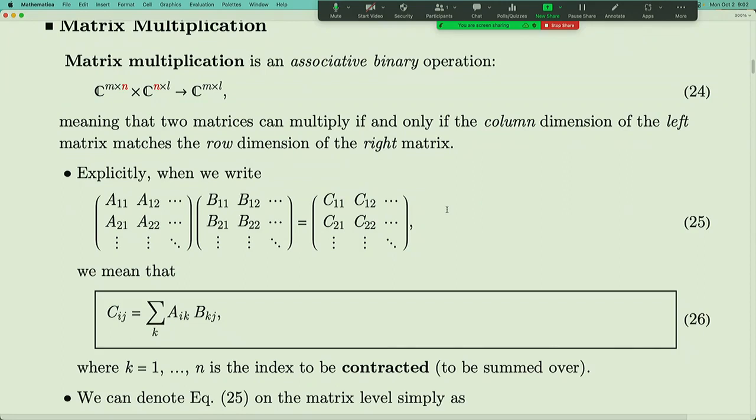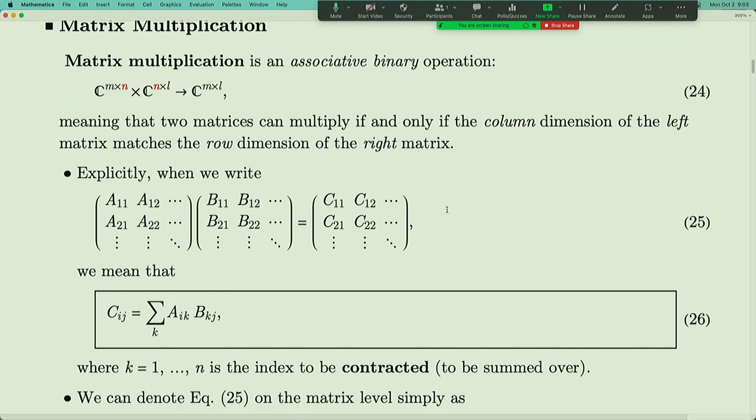This k index is also called the contracted index, or the index to be summed over, or sometimes the dummy index. The reason it's dummy is that it is summed over, so it never appears in the final result. The final result will only depend on the indices i and j, where i comes from the first matrix and j comes from the second matrix.